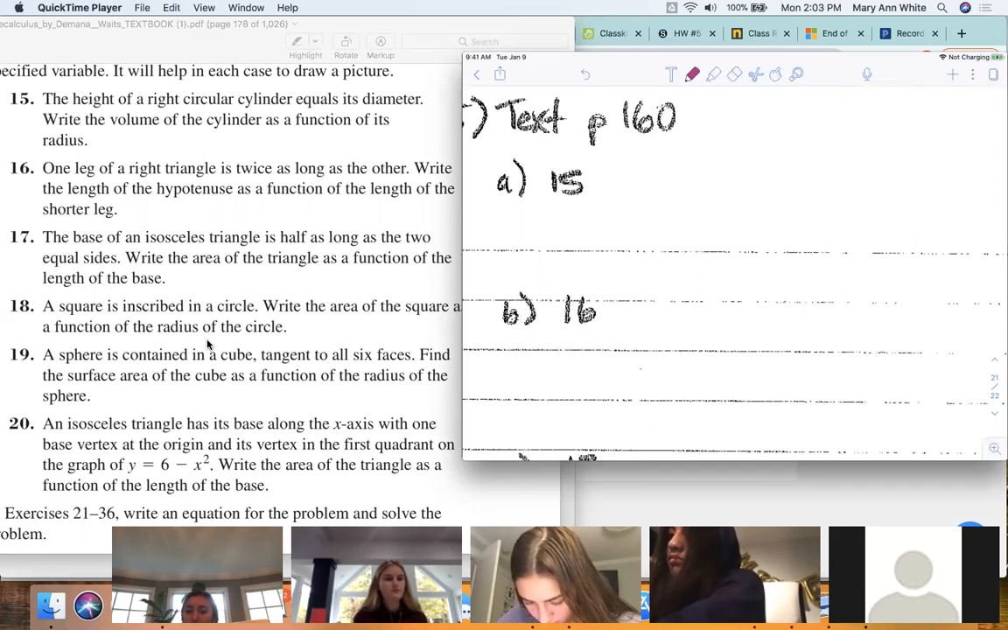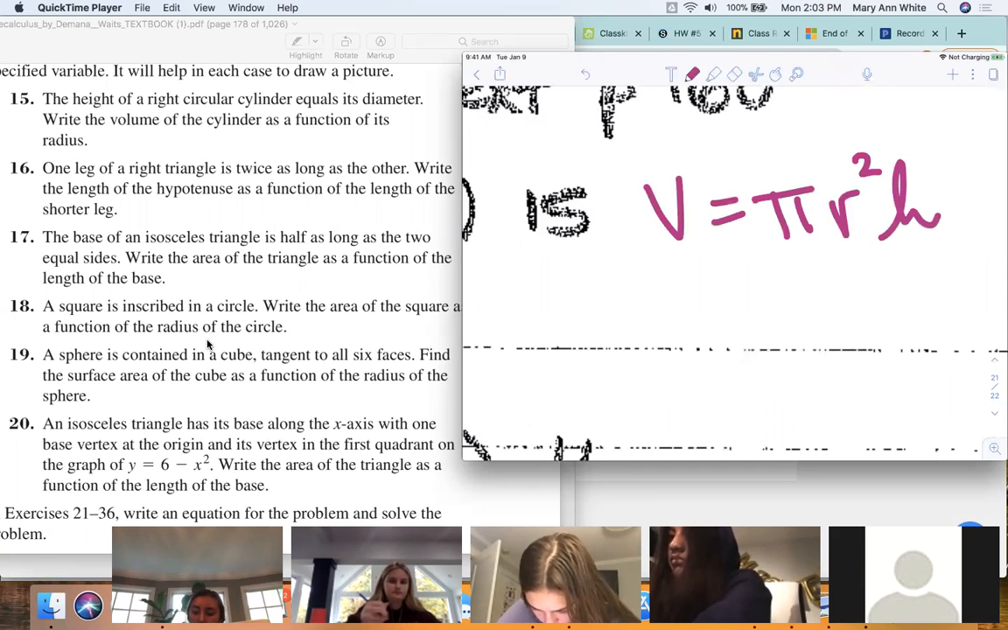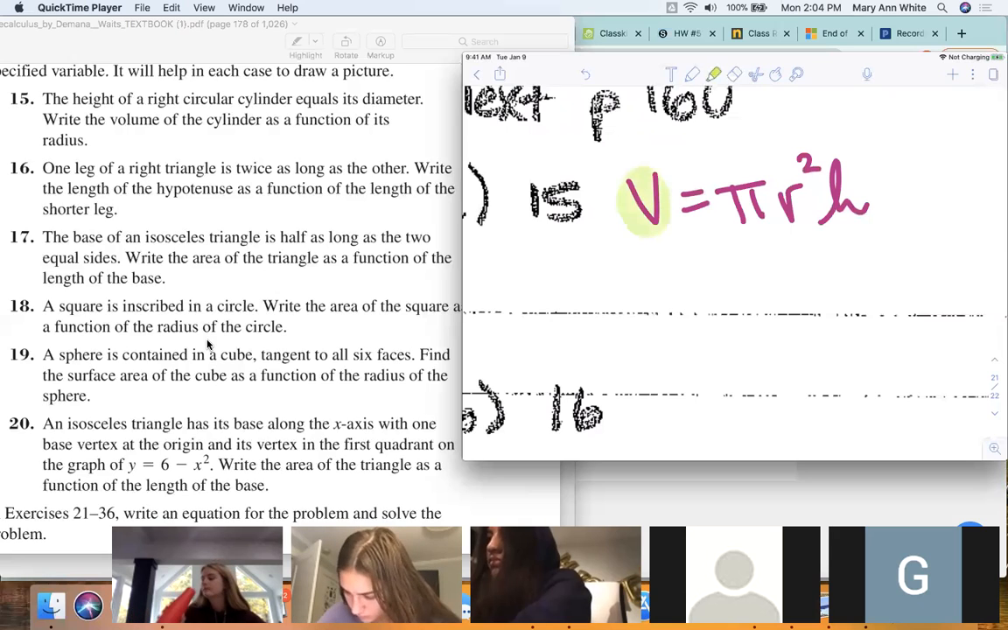Okay, number 15 says the height of a right circular cylinder equals its diameter. Find the volume of the cylinder as a function of its radius. Okay, first thing I'm going to do, and I had to Google this last period because I didn't remember, the volume of a cylinder is V equals pi r squared h. It says write the volume as a function of its radius. So that means that I want V and I want R. I have to rewrite H in terms of something else in order to solve this equation. I only want 2 variables, V and R.